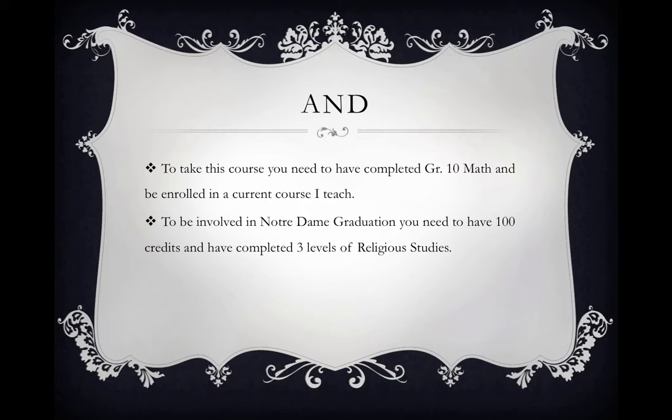So if we look at the first statement, you need to have completed grade 10 math is one part, and the other one is enrolled in a current course is the other part. Now, and implies that you need to be doing both of them for this statement to be true. So to be involved with Notre Dame's graduation, you have to have both 100 credits and also have completed 3 levels of religious studies. You can't have done one and not the other.